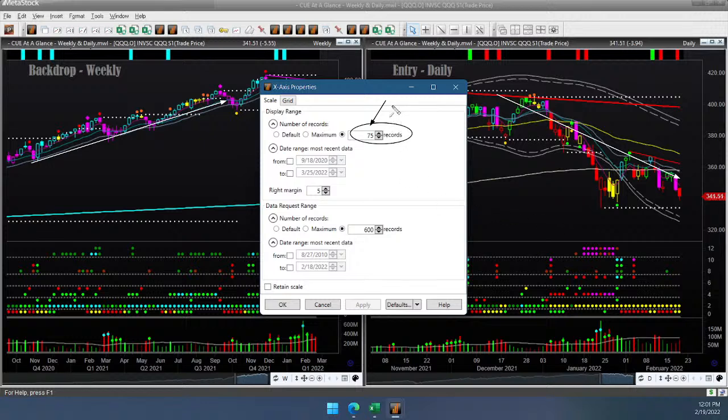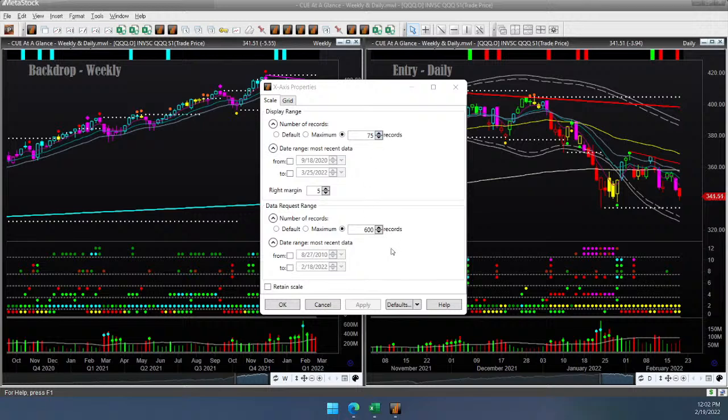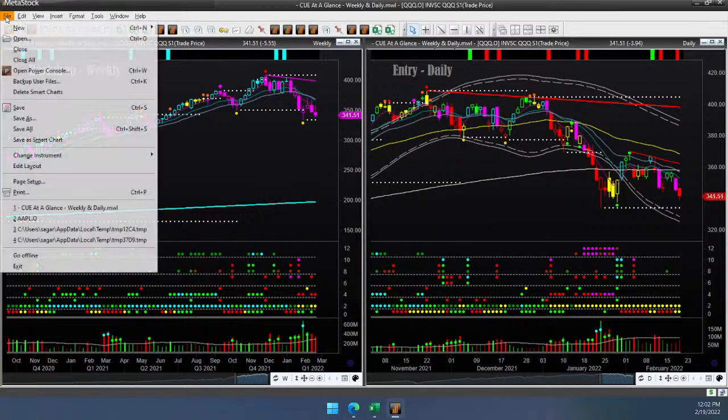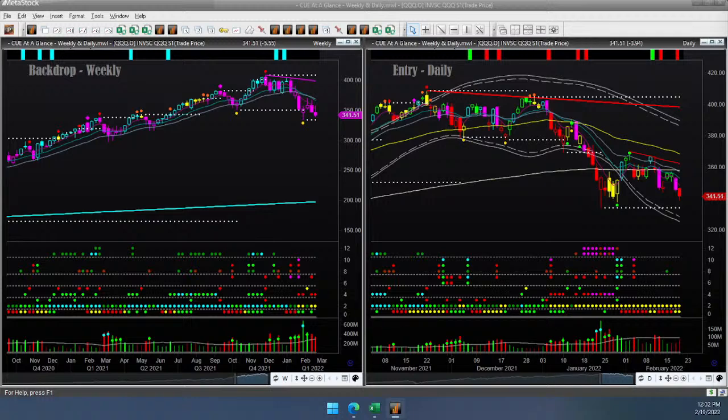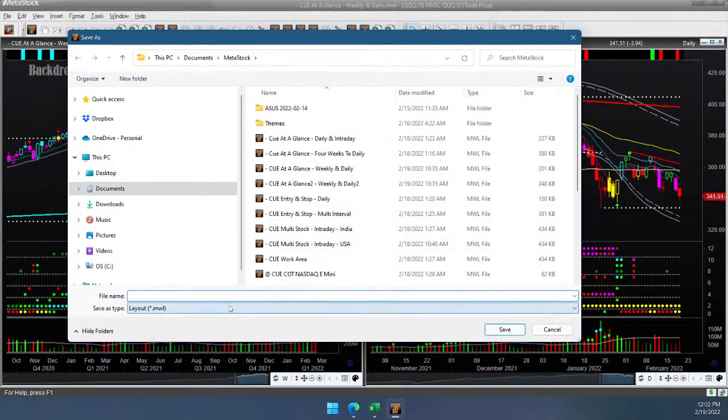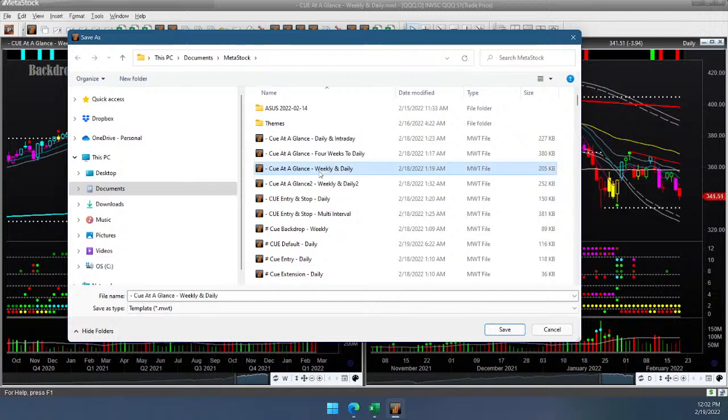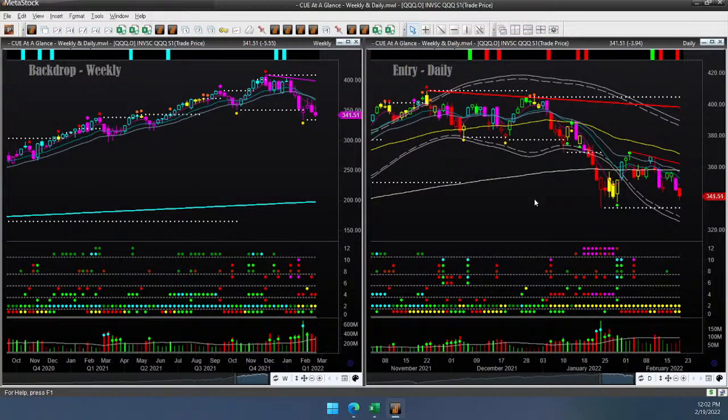Once again, when you have the templates on your computer, you will set it to different numbers of displayed records based on your screen width. And once you do that, let's say I have changed it to 75, that is the best fit, you will save it as a template and give the same template name, Q at a glance weekly daily, but you will save it once after changing the display records to whatever suits your monitor size. It's important to open the charts properly in that way.